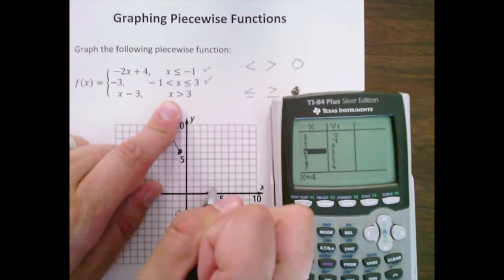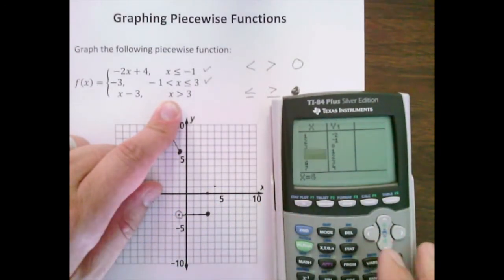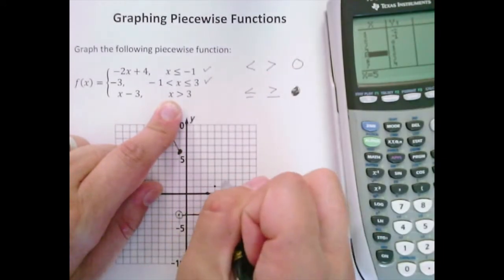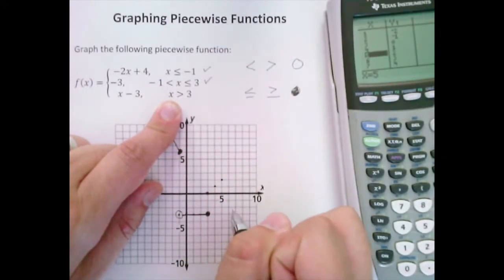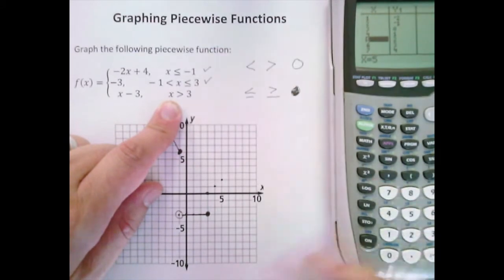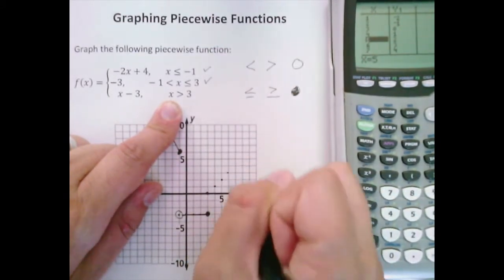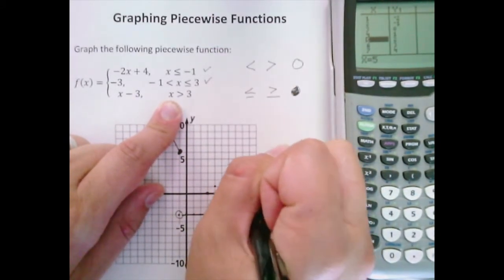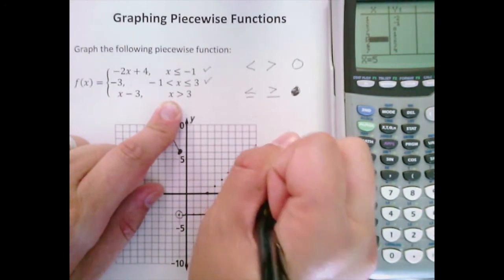The next point is (4, 1). So over 4, up 1. The next point is (5, 2). Over 5, up 2. The next point is (6, 3). Over 6, up 3. Next point, (7, 4). And you're going to start seeing the trend of the graph.